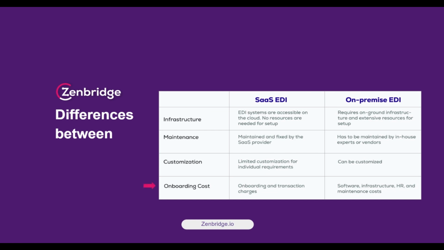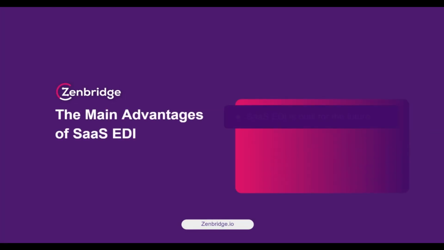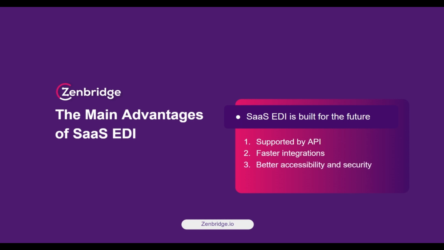SaaS EDI only charges for onboarding and transactions, and on premise includes the infrastructure cost, human resource, and maintenance along with purchasing an EDI software. There are some major advantages where SaaS EDI stands on top and appears to be built for the future. The biggest advantage is that SaaS EDI is supported by API. It can provide real time validations, which means faster integrations, and SaaS EDI is better accessible and secure as compared to on premise, which lacks visibility that API can provide.